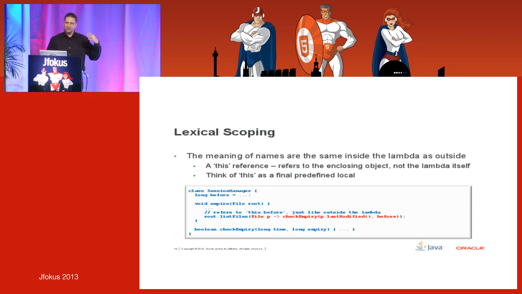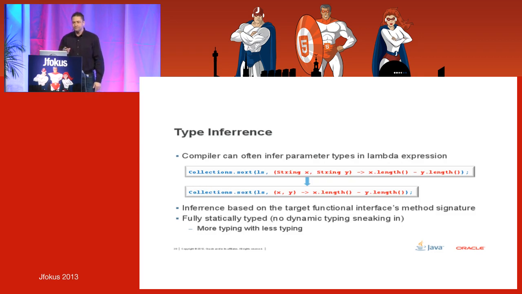Well, what we do is we say there is no this associated with a lambda expression. This means the this of the enclosing code. So it will refer to the object of the enclosing code. Think of it as a predefined final variable. And so if we wanted to, we could refer to the this object as the enclosing code, and that would work quite happily as well.